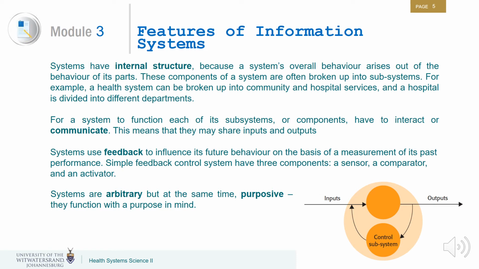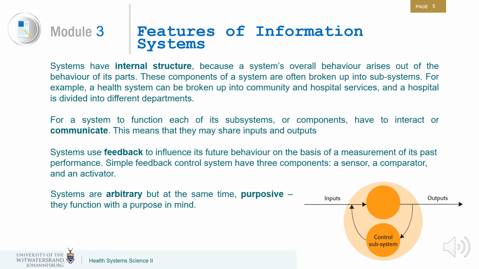So within any system, we also have different types of feedback, which allows us to see whether what we are trying to achieve is being achieved or not. So simple feedback control systems have three components, and I'm sure this is also familiar to you. There might be a sensor, a comparator, and an activator.